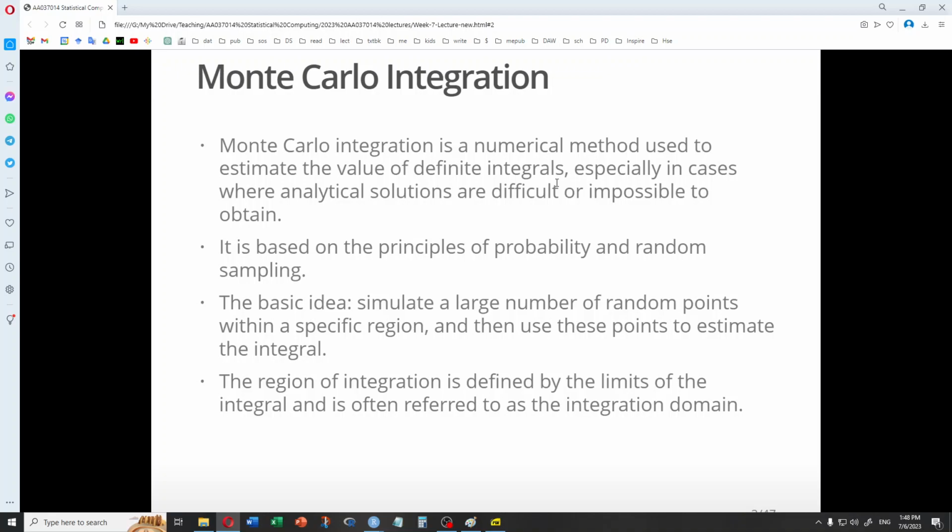This Monte Carlo integration technique is based on the principles of probability and random sampling. The basic idea is to simulate a large number of random points within a specific region, from what number to what number, and then use these points to estimate the integral. The region of integration is defined by the limits of the integral. Say, for example, if you have the integral from 0 to 1, that is the limit, and this is the region of integration, often referred to as the integration domain.